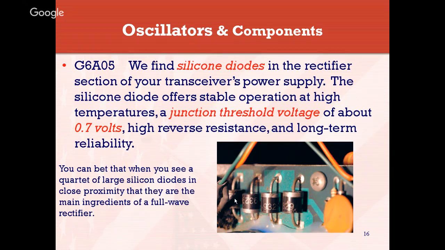Of course, other filtering is in there. You might have a filtering capacitor or two and some other components. But the silicon diode does offer stable operation at high temperatures. So a junction threshold voltage of about 0.7 volts, high reverse resistance, and they have long-term reliability. You can bet that when you see a quartet of large silicon diodes in close proximity, they are the main ingredients of a full wave bridge rectifier.